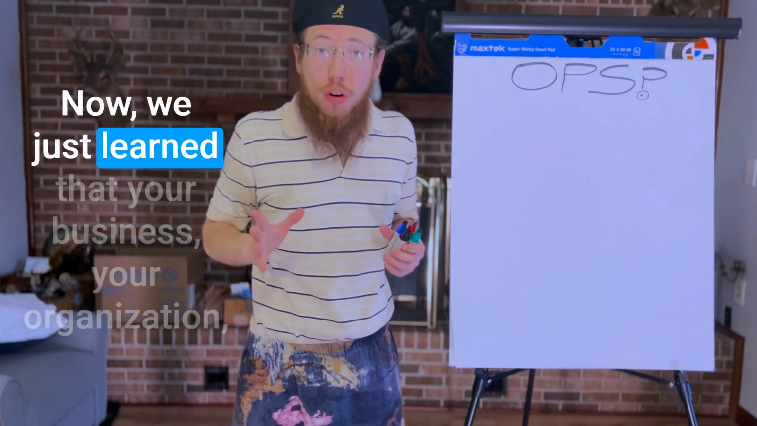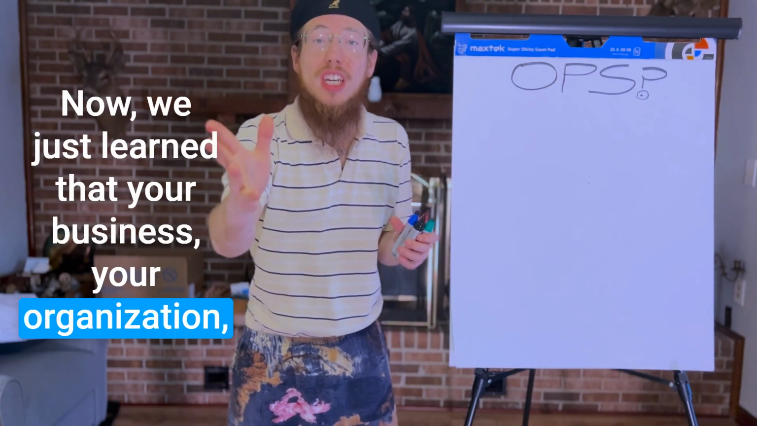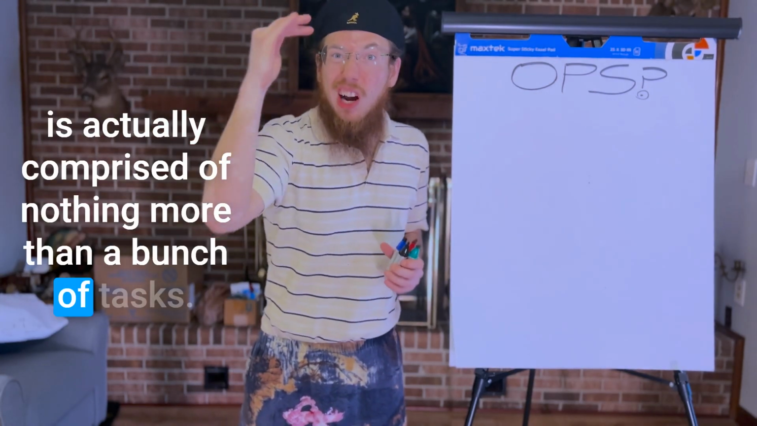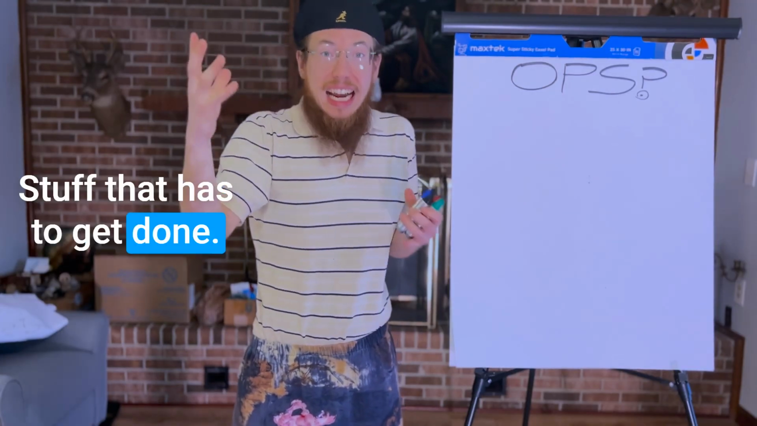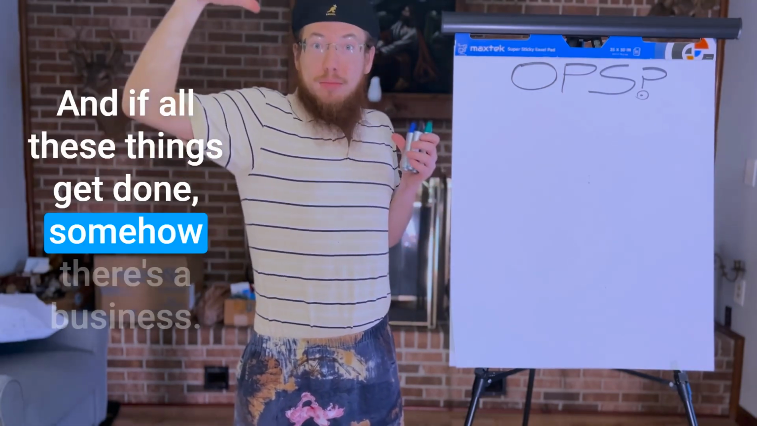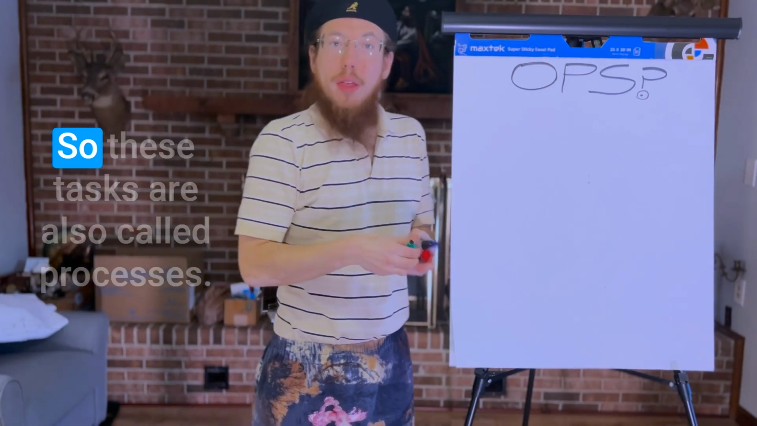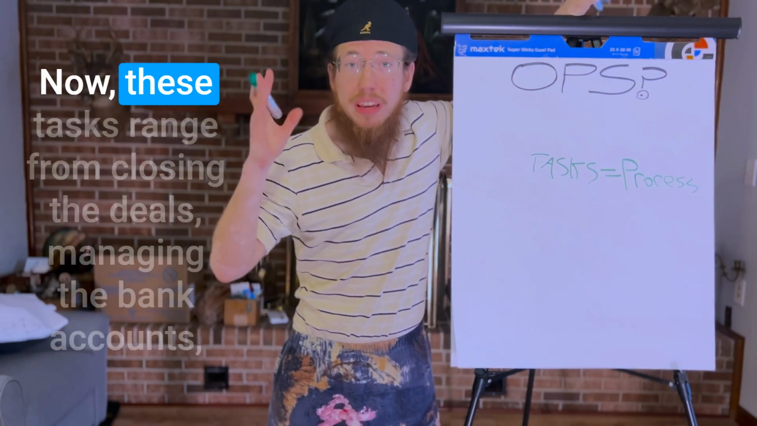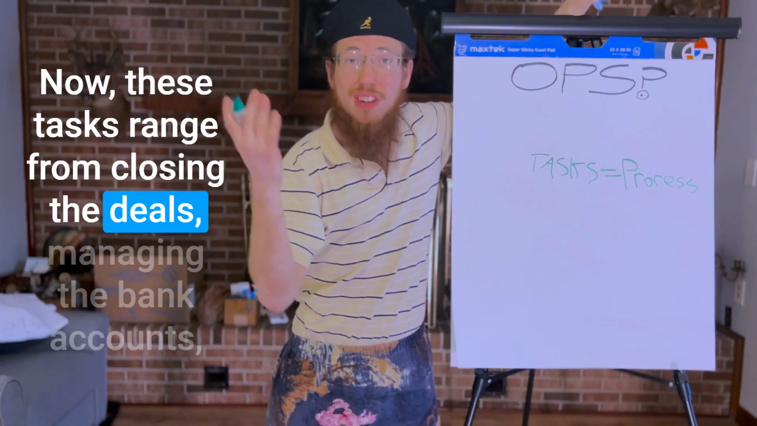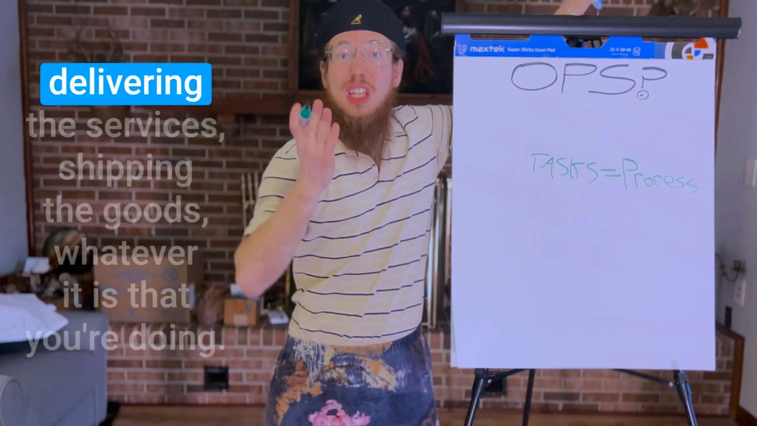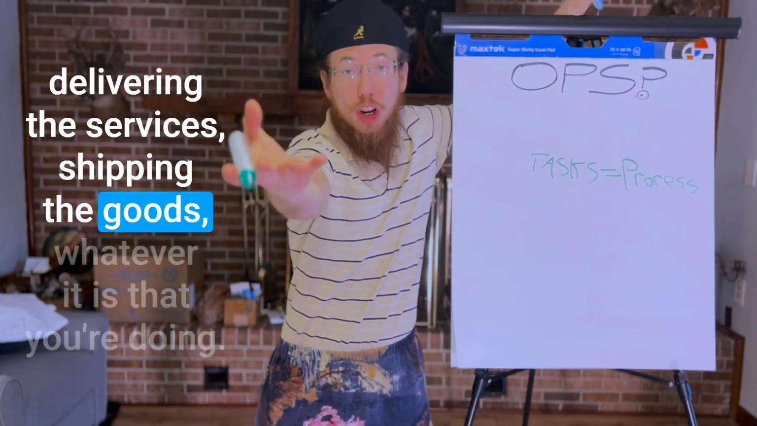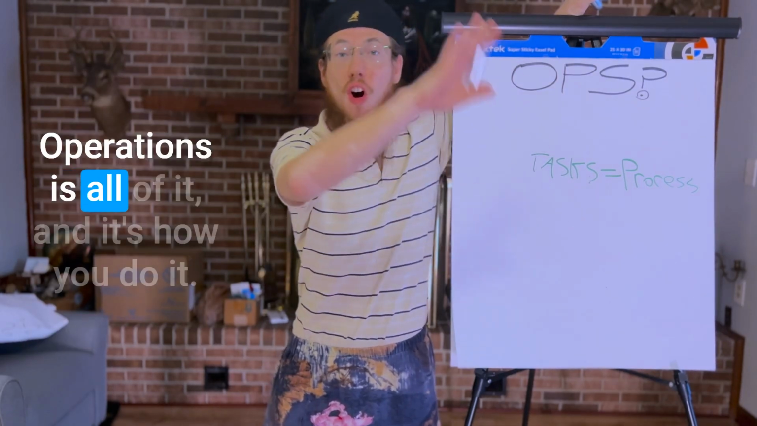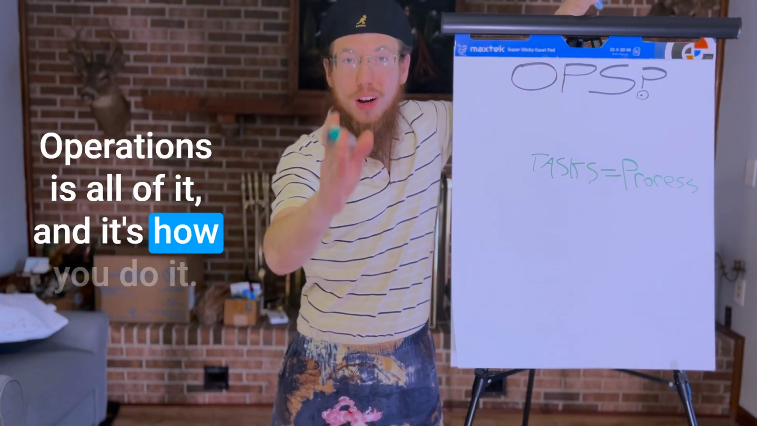Now, we just learned that your business, your organization, is actually comprised of nothing more than a bunch of tasks, stuff that has to get done. And if all these things get done, somehow there's a business. So these tasks are also called processes. Now, these tasks range from closing the deals, managing the bank accounts, delivering the services, shipping the goods, whatever it is that you're doing. Operations is all of it, and it's how you do it.